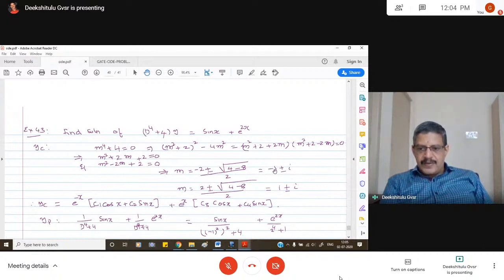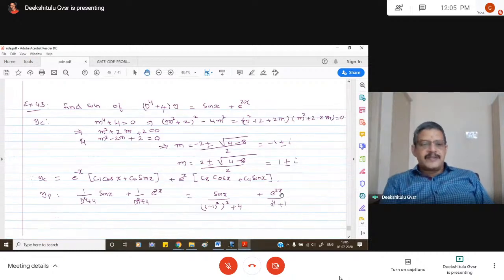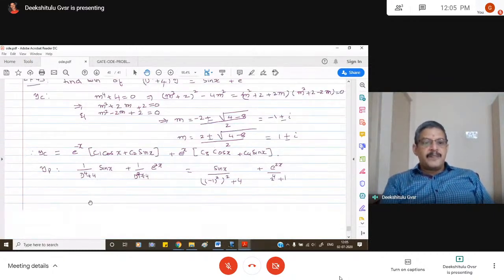Beta is 1. Alpha is minus 1. So e power minus x, C1 cos beta x plus C2 sin beta x means C1 cos x plus C2 sin x. For this, alpha is 1, beta is 1. E power alpha x, that is e power x into C3 cos x plus C4 sin x.